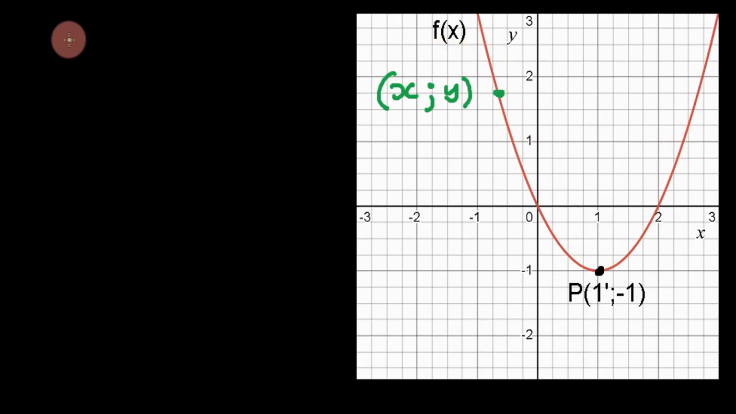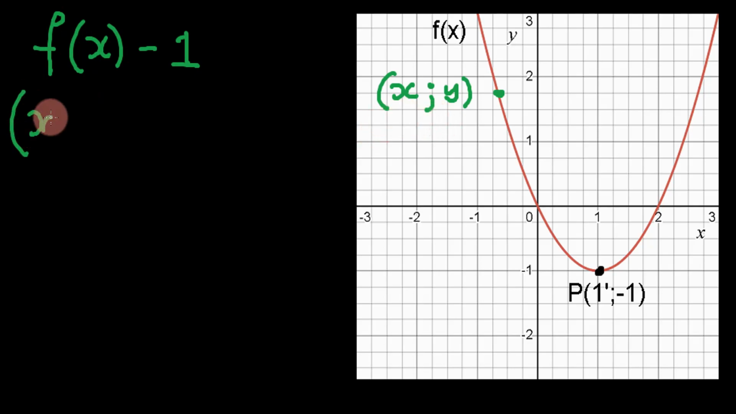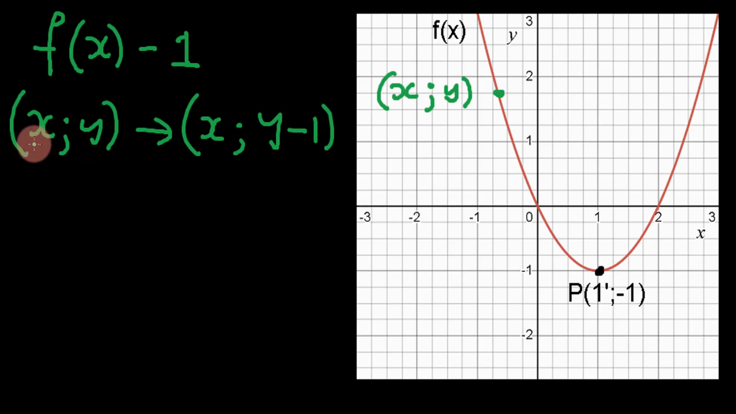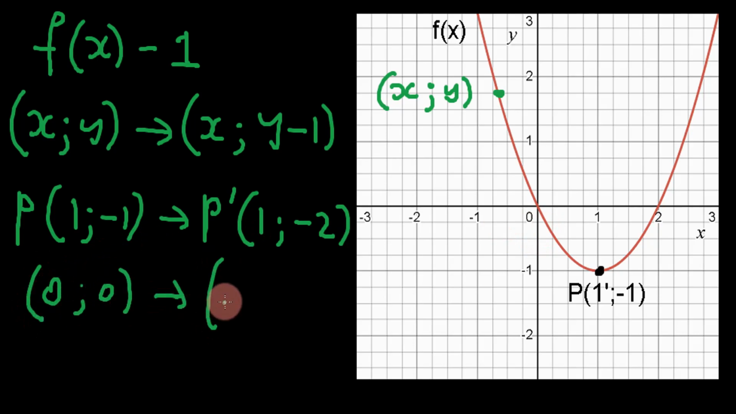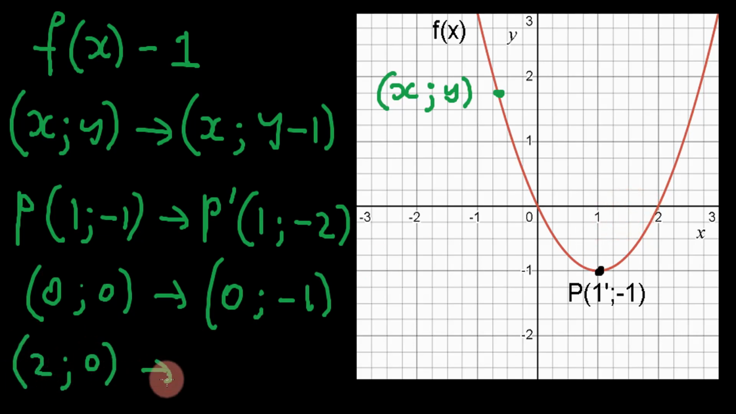Let's take the same example, but now with the transformation f of x minus 1. In this case, each point on the graph, x, y, will be mapped to x, y minus 1. So once again, our x's remain the same, but we subtract 1 from our y values. So the turning point P, 1, negative 1, will be mapped to P prime, 1, negative 1 minus 1, so negative 2. The point 0, 0 will be mapped to 0, 0 minus 1, which is negative 1, and the point 2, 0 will be mapped to 2, 0 minus 1, negative 1.